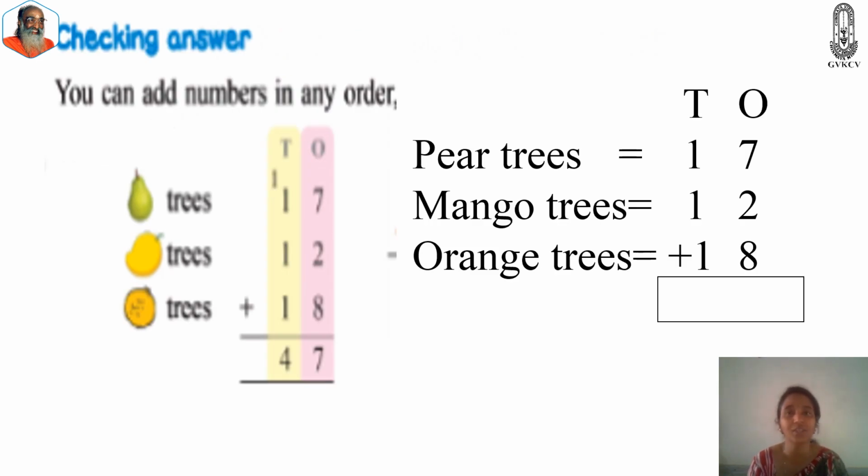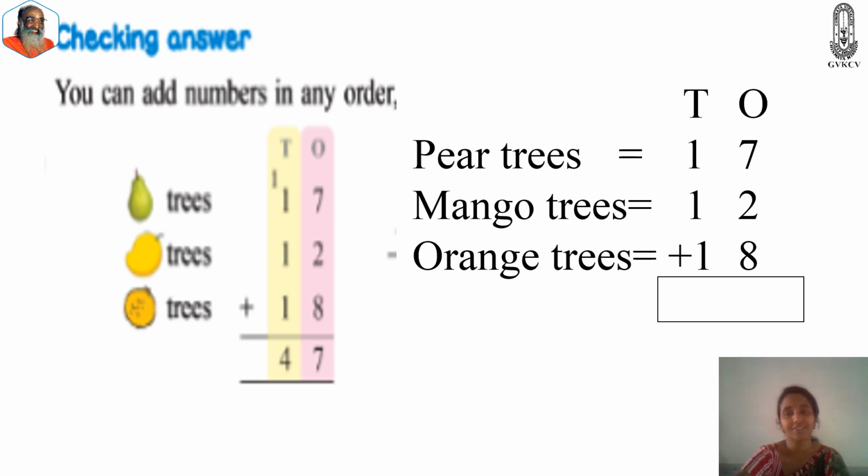What is our third property of addition? We can add numbers in any order, right? In the previous sum, we added in one order, and now this is something new. First I wrote pear trees, next mango trees and next orange trees. Now let us check whether the answer is the same for both or not.